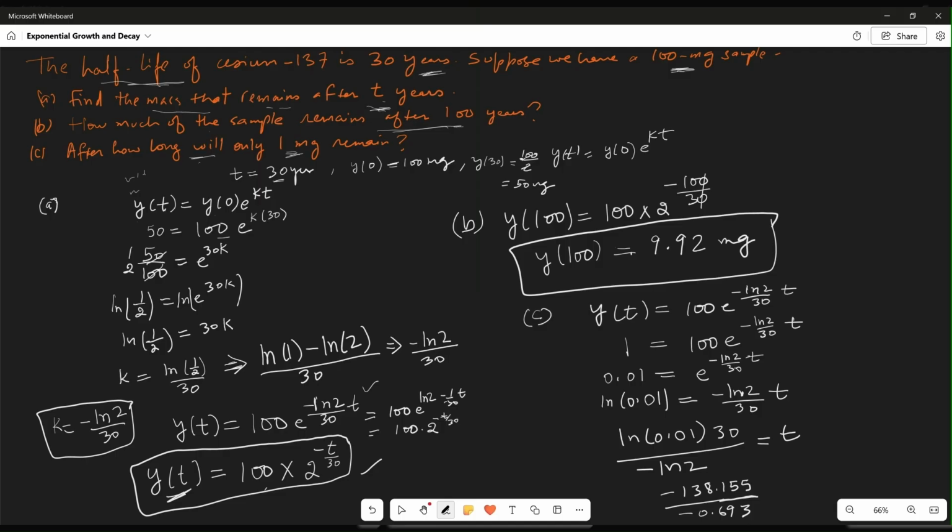So negative, negative, positive is equal to t. So we have time is equal to 138.155 divided by 0.693, which is equal to 199.357. So I'll just round up and write this as t is equal to 199.4 years. And this is your answer.